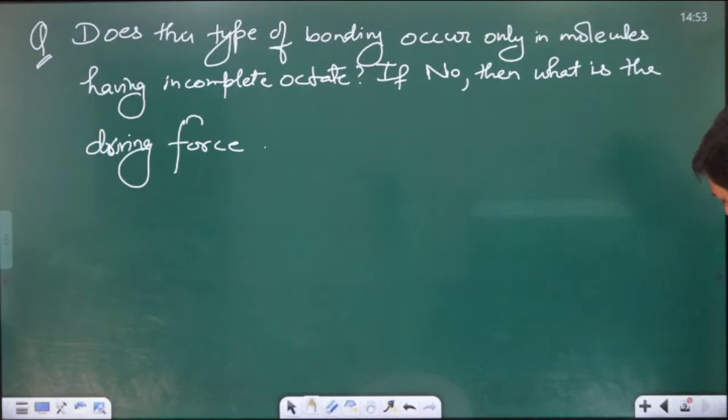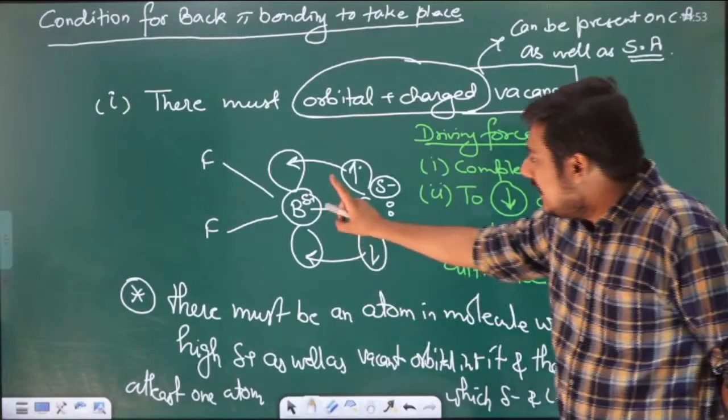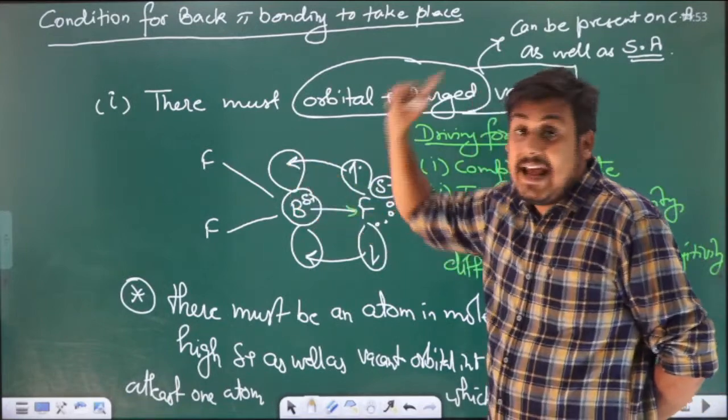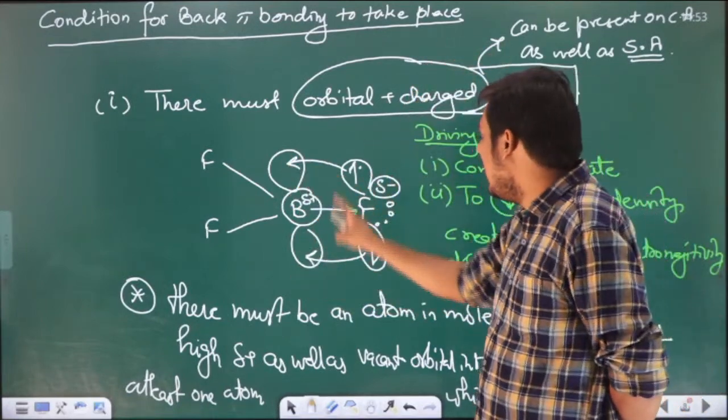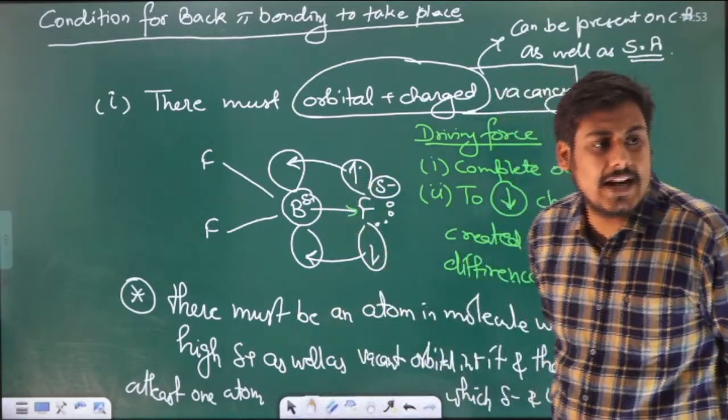Okay ji, I will repeat. I am saying that there must be at least one atom having a delta positive and a vacant orbital, and at least one atom in the molecule having a delta negative and electron density on it, meaning a lone pair of electrons. That is what I said over here.